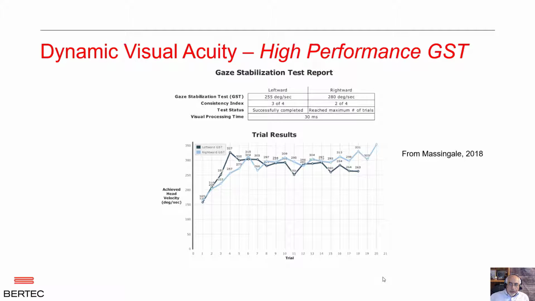Here are the results for high-performance GST, where the head velocity can go up to 300 degrees per second. This test is appropriate for athletes and high-performing individuals. For example, this can be a very useful test for an athlete who might suffer a concussion. This athlete may perform at the normal level when compared to typical individuals, but if you compare his or her own performance to the performance before concussion, there might be a significant deterioration. So this kind of testing can provide a good quantitative method for determining when it's appropriate for the patient to resume play and go back to their activities.